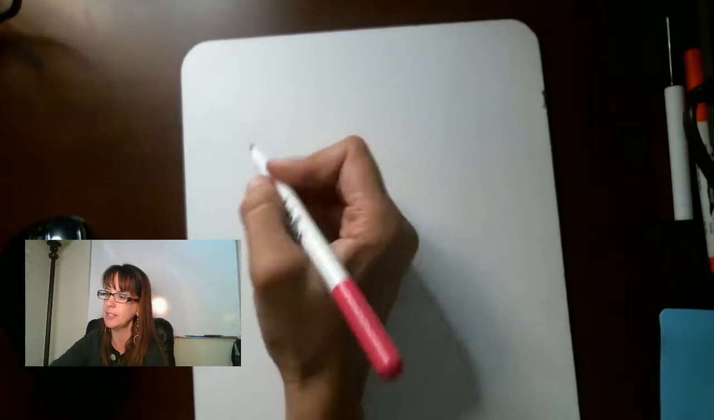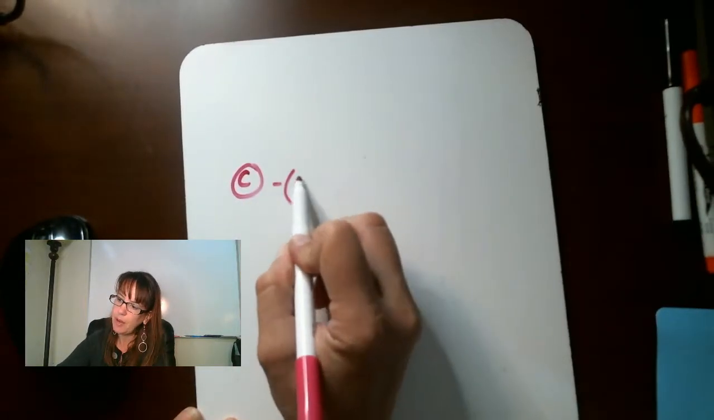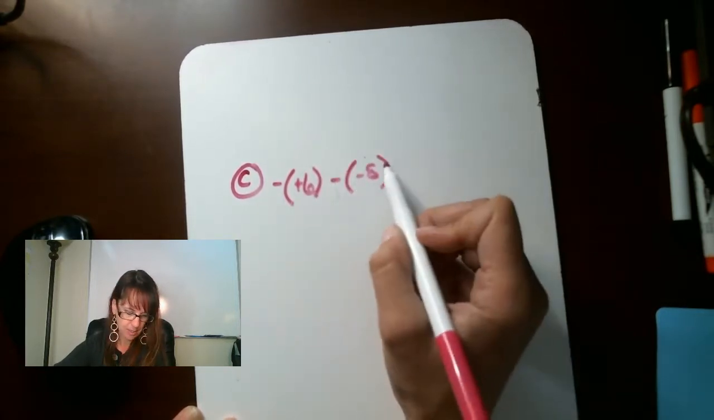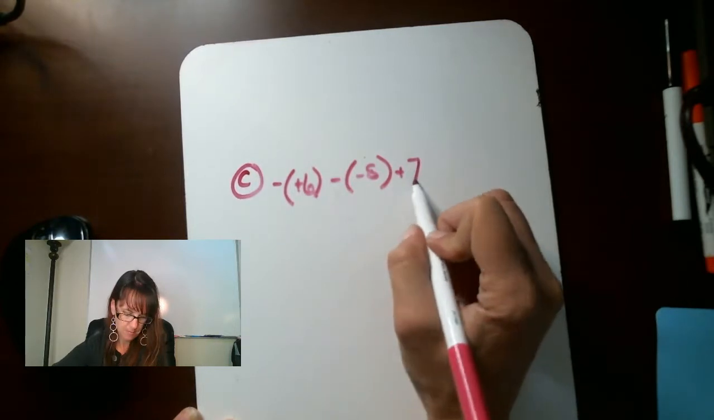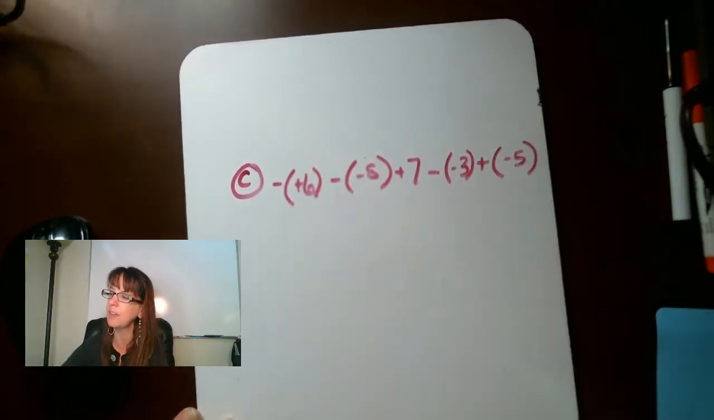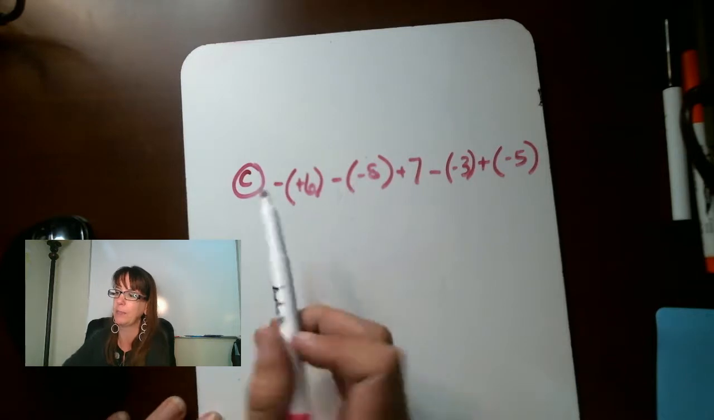Let's take a look at C. We have positive 6 minus negative 8 plus 7 minus negative 3 plus negative 5. Again, those parentheses are just indicating a negative or a positive. It's just grouping that sign in there. We don't really have to do anything with those parentheses, and in fact, I don't like them, so when I rewrite the problem, I'm going to take them out.